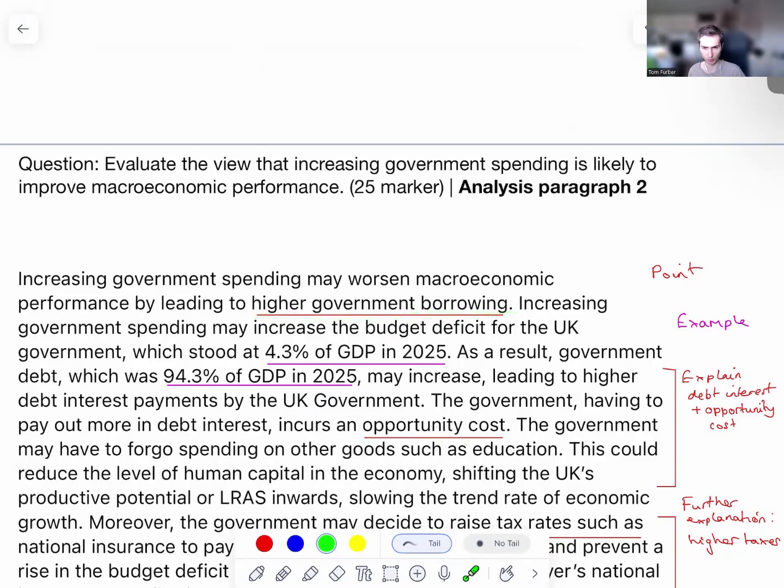Why might it lead to higher government borrowing? Well, increasing government spending may increase the budget deficit for the UK government, which stood at 4.3% of GDP in 2025, getting that example in there. As a result, government debt, which was 94.3% of GDP in 2025, may increase, leading to higher debt interest payments by the UK government. And the government, having to pay out more debt interest, incurs an opportunity cost.